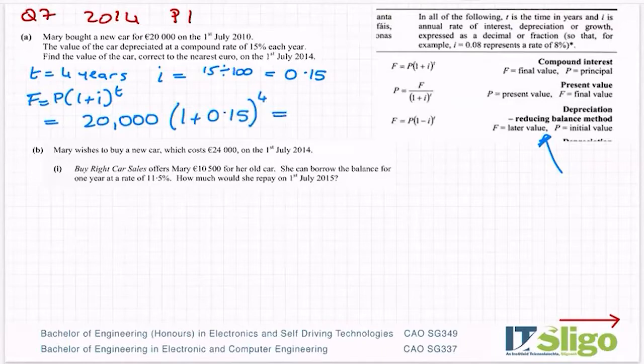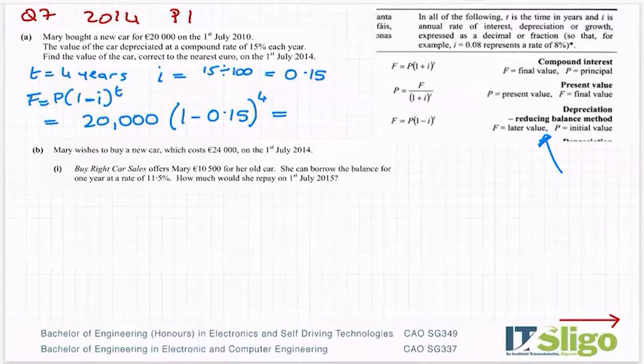Okay, and grab your calculator. 20,000 bracket 1 plus 0.15, close your bracket to the power of 4, and I'm getting something that's not right because I used plus. My apologies. That should be a minus. I did use the wrong formula, didn't I? I used compound interest, but it's a minus. And the reason I knew I was wrong was because the value was actually greater than the 20,000 that I started with. So that's how I knew that I was wrong.